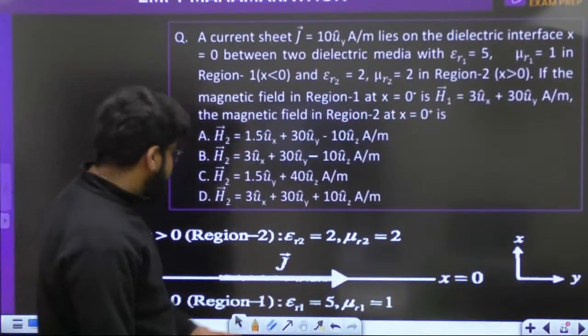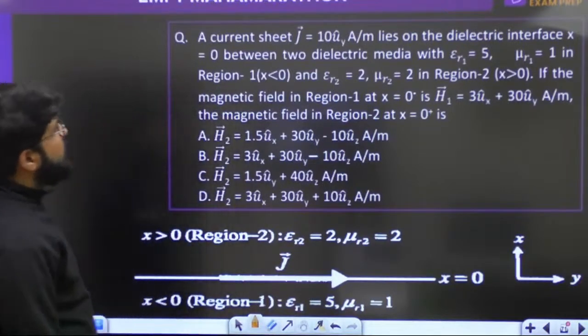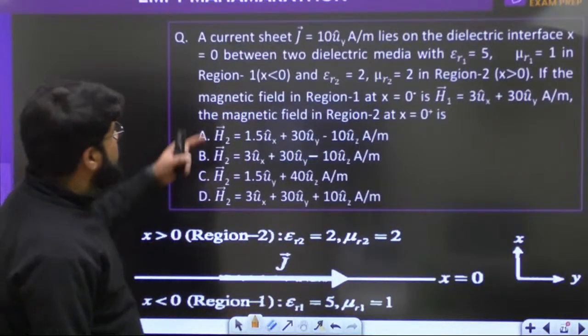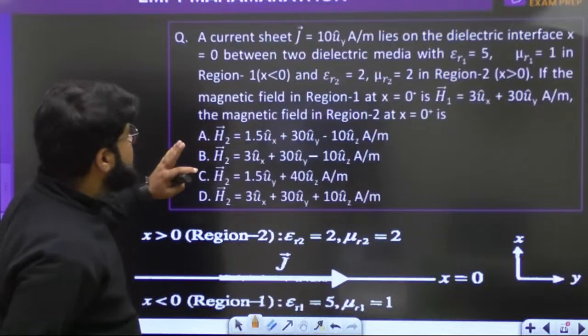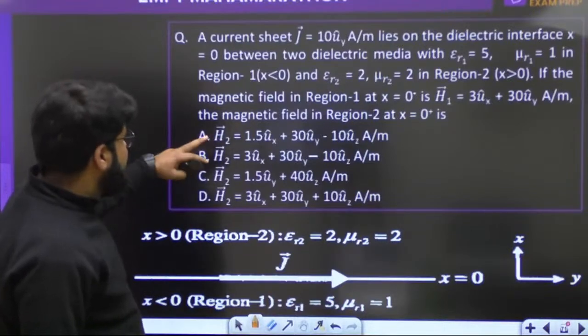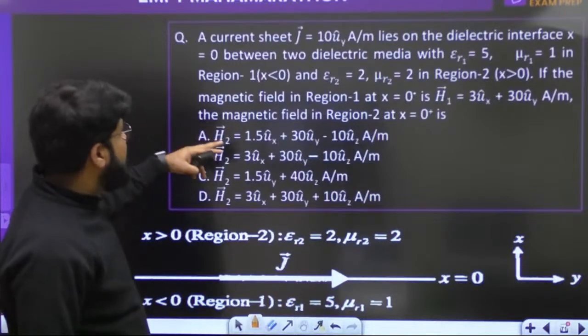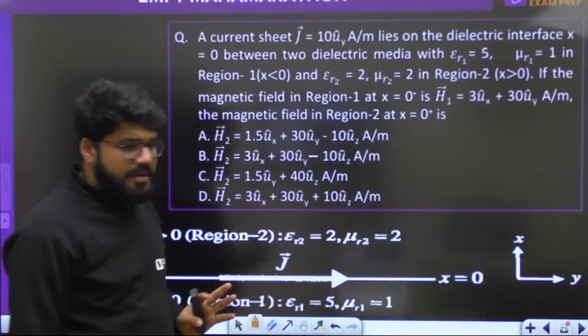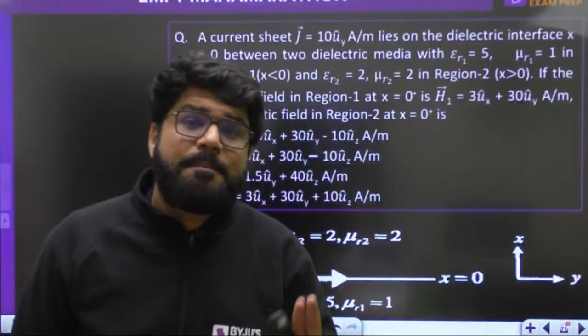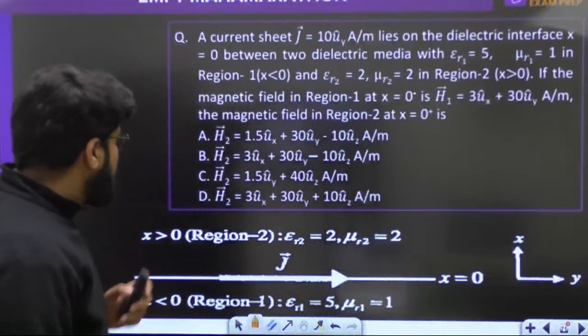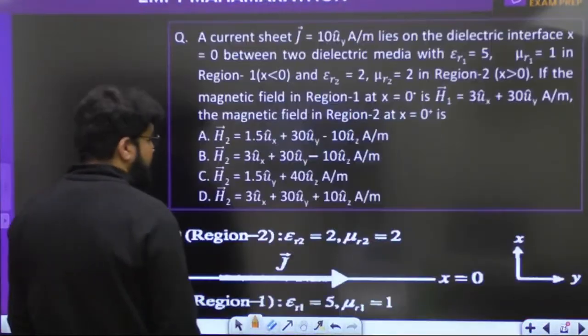Okay, the current sheet lies in the interface x equal to 0 between two dielectric media whose properties are given to us. If the magnetic field in region 1 is given to you, what is the magnetic field in region 2? H1 is given, find H2. That means we need to apply the magnetic boundary conditions.